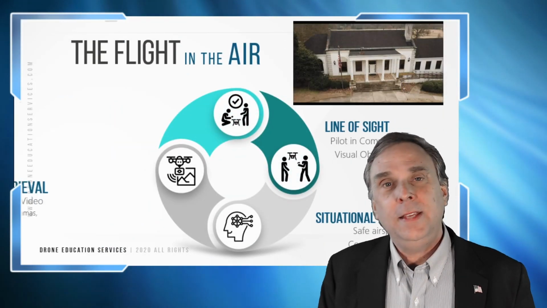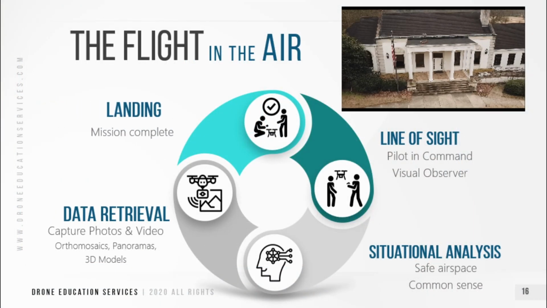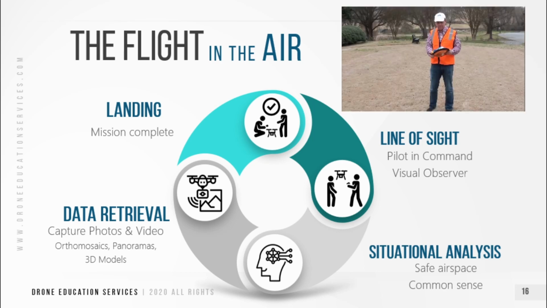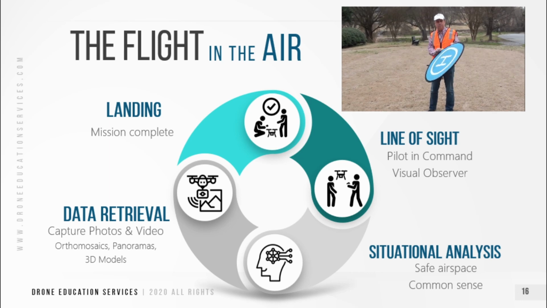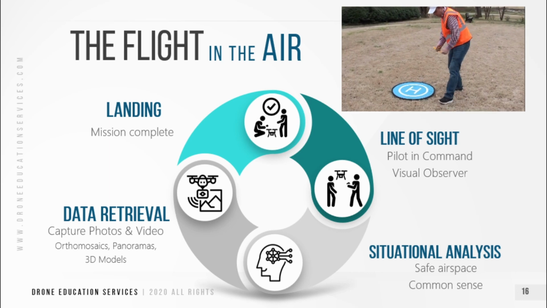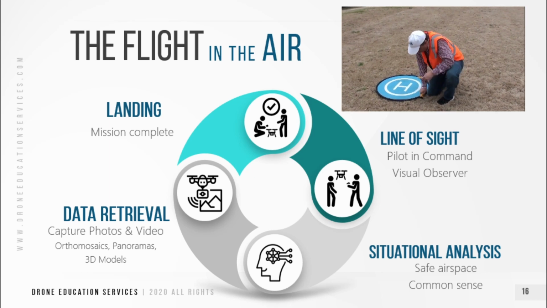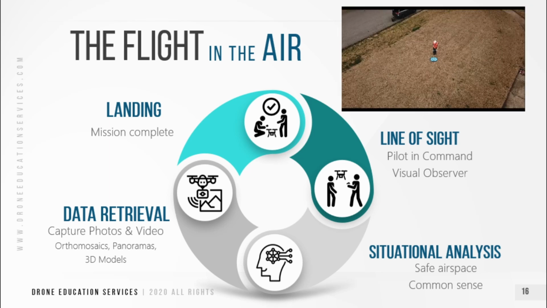So what's our flight in the air? Well, first off, I'm making sure that I've got a good line of sight. And as the pilot in command, I'm responsible for everything, which means if I need a visual observer to help me out, I am responsible to make sure that visual observer has good communication with me.